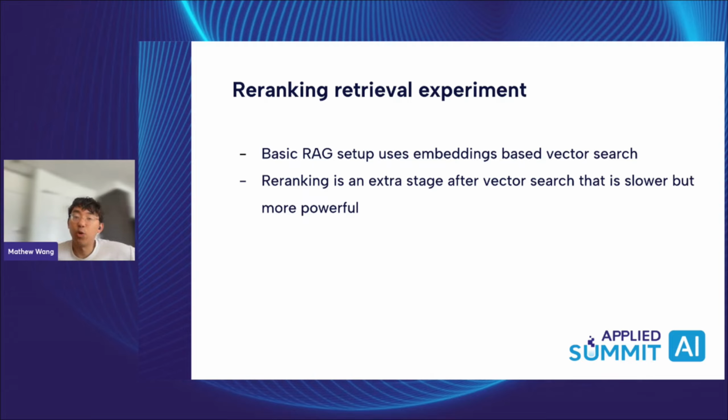And we found that retrieval was lacking when we were doing retrieval evaluations, and we wanted to run an experiment to improve it. And one of the ideas we had was to add a reranking step, which is the idea that it's slower but more powerful than vector search.